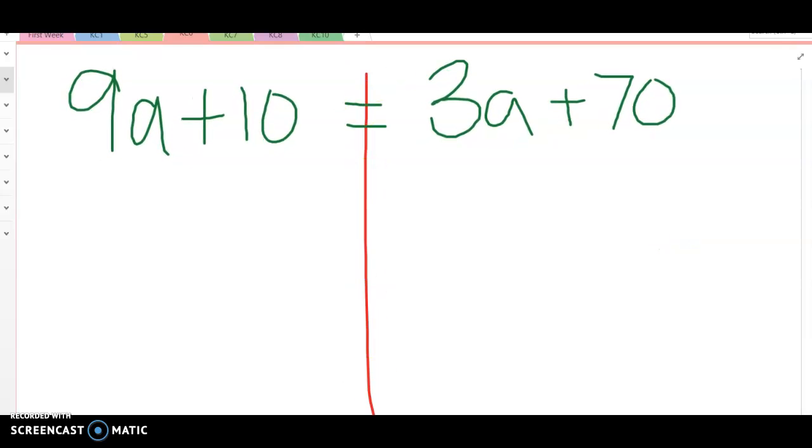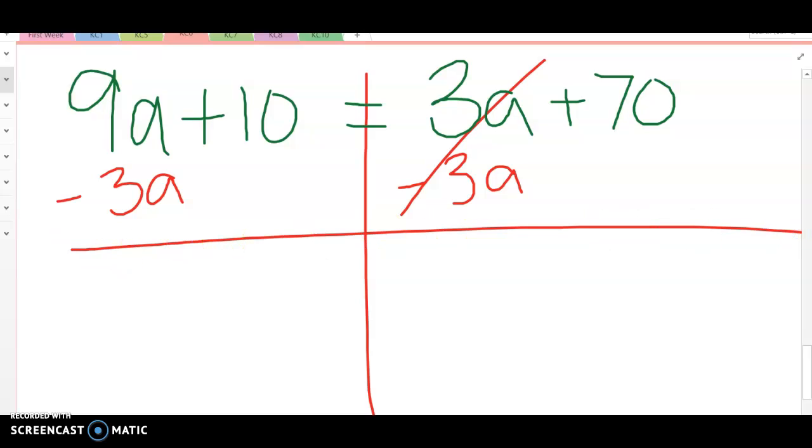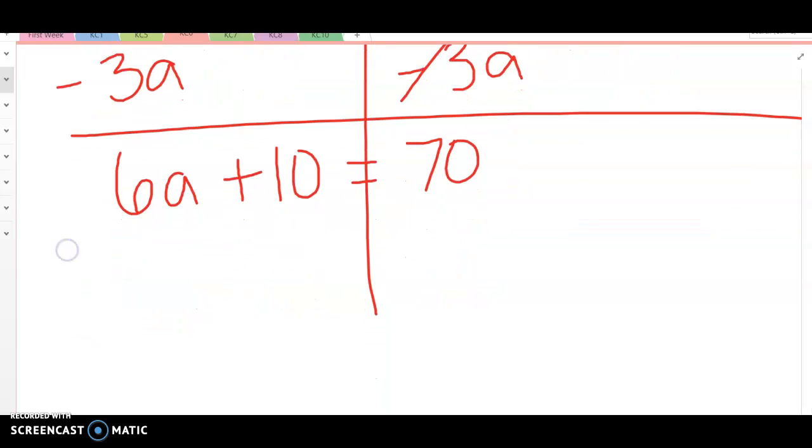And so now we're going to solve this equation. Whenever we've got a variable on both sides, there are many different ways we can solve it. I'm going to handle the variables first because you can't solve it if there's one on both sides. So we have to get rid of the variables on one of the sides. Between 3A and 9A, 3A is smaller, so I'm going to get rid of the 3A from this side. When I do that, 9A minus 3A gets us 6A. The 10 is still there because we didn't do anything with it. We got rid of that 3A, so we have 70 left on this side.